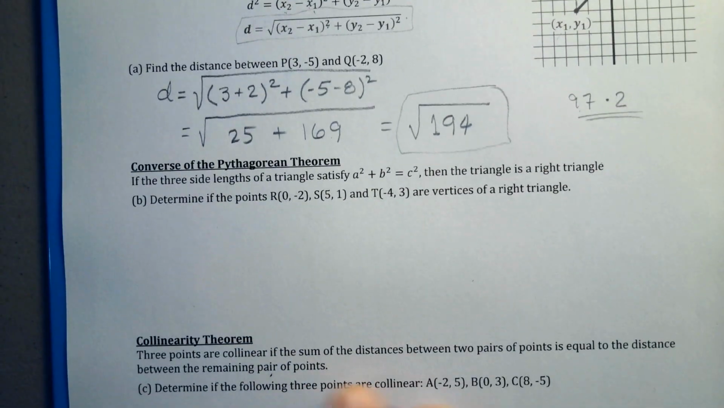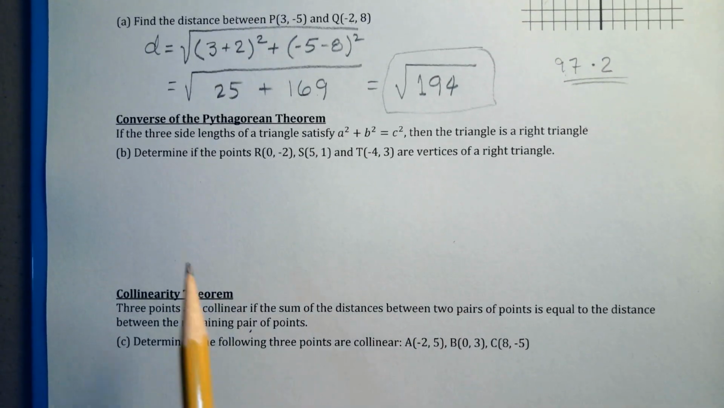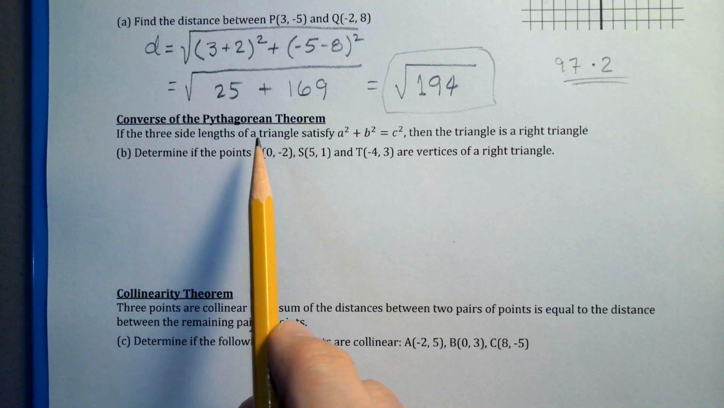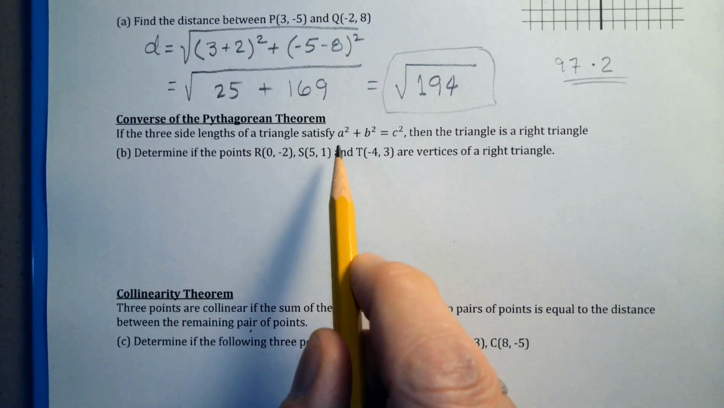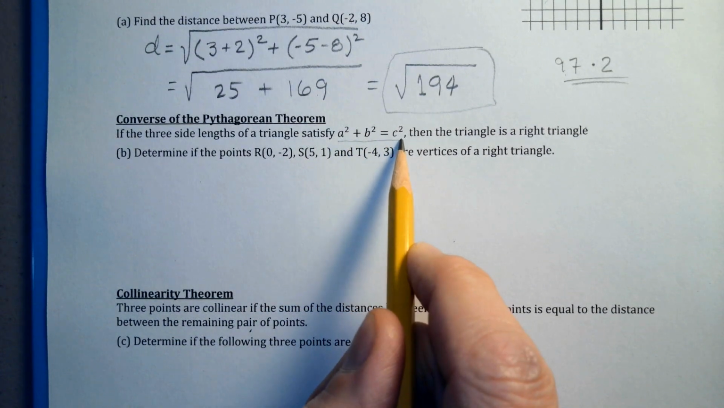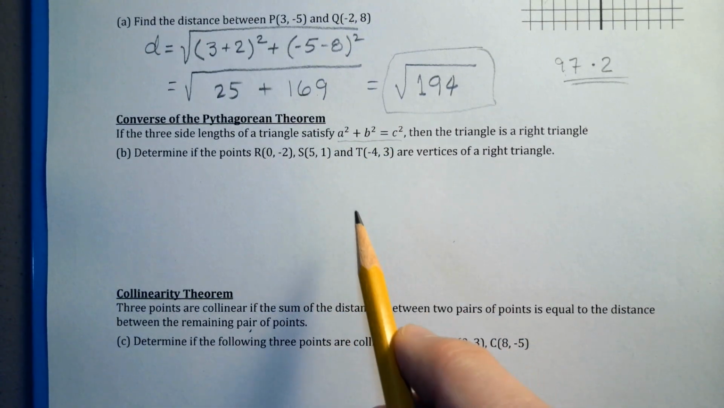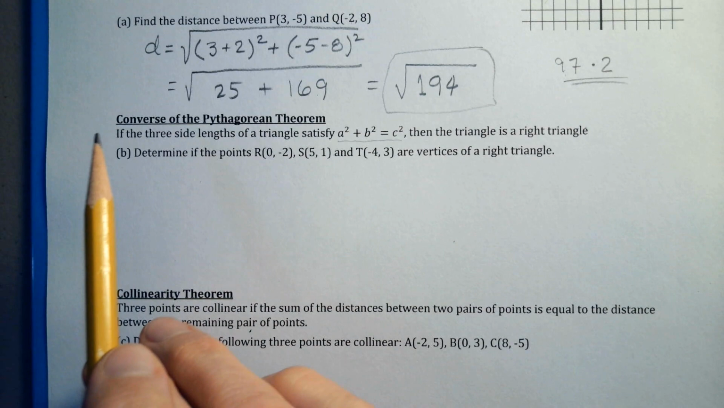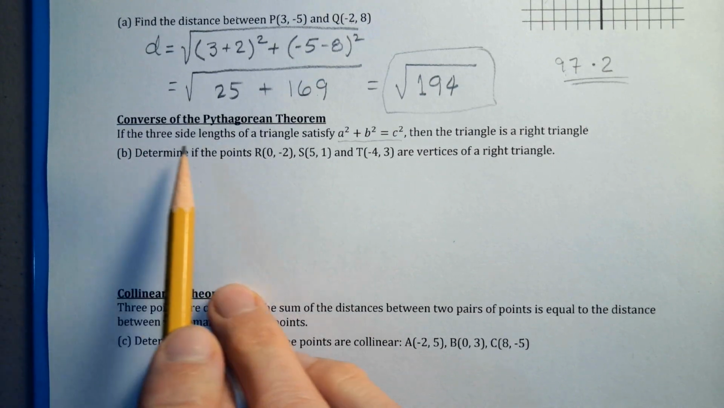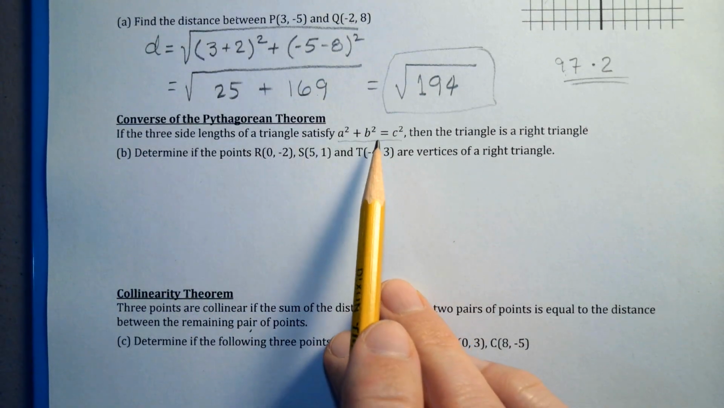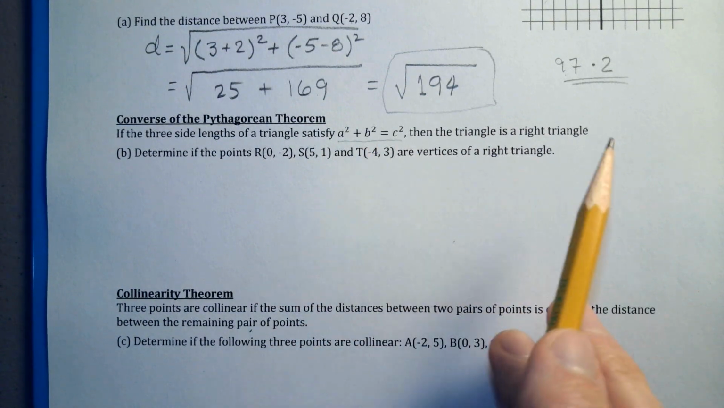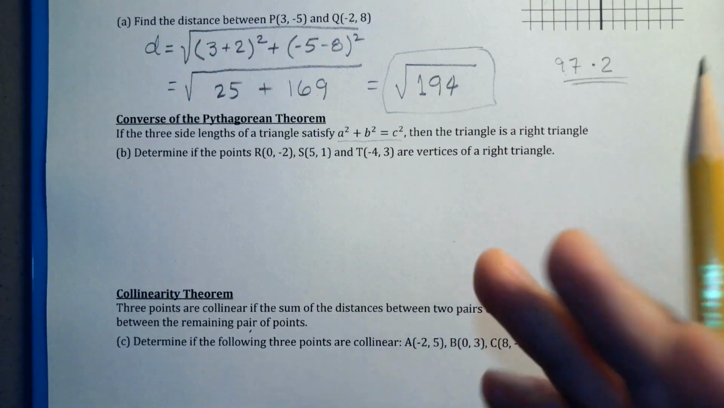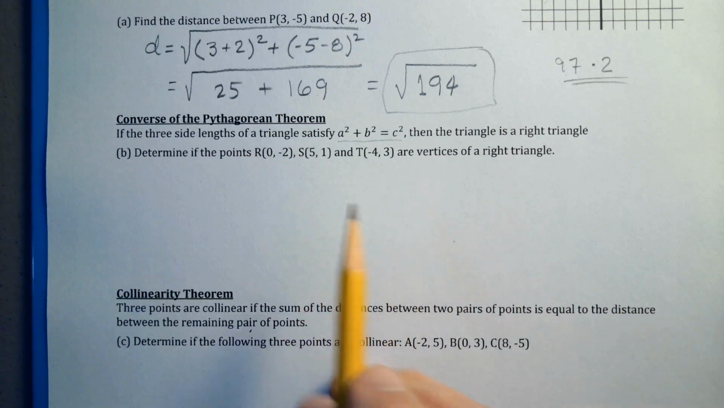Okay. All right. The next thing, converse of the Pythagorean theorem. So the Pythagorean theorem says if you have a right triangle, then this relationship among the lengths of the three sides is going to be true. The converse says if three sides of a triangle have this relationship, their lengths have that relationship, then we can prove the triangle is a right triangle. So it's a way of proving the triangle right.